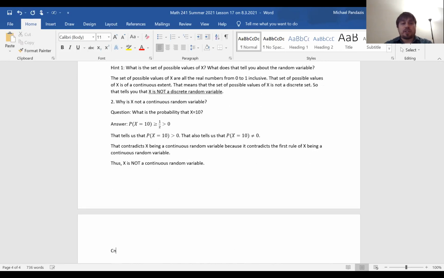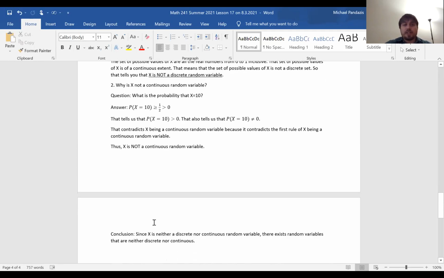Okay, and so our conclusion from this example is that since capital X is neither a discrete nor continuous random variable, there exist random variables that are neither discrete nor continuous. Okay, so we're not seeing all random variables from these two, but we at least see the existence of other such random variables. Okay, so that's the end of 5.4.